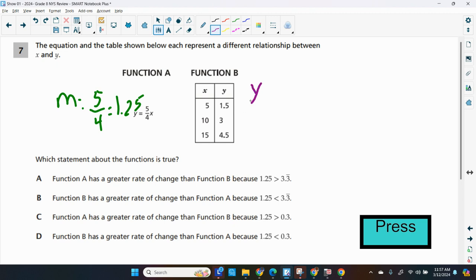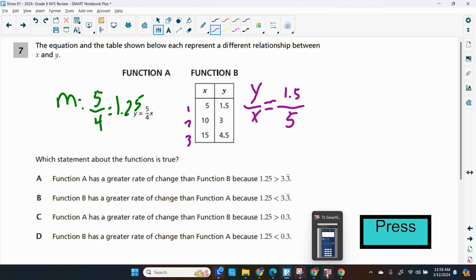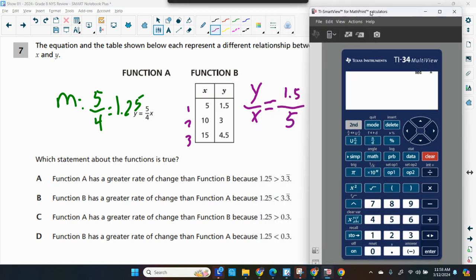So we know to find the slope, we need to use our y over x values. So 1.5 over 5. And since they said the table has a relationship, that means whatever I get for the first, second, and third points, they should be equal. So I'll test them all in one second. Let me get a calculator. Move this over a little bit.